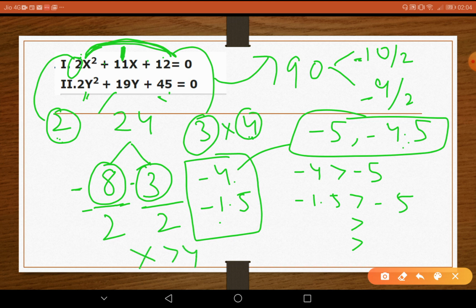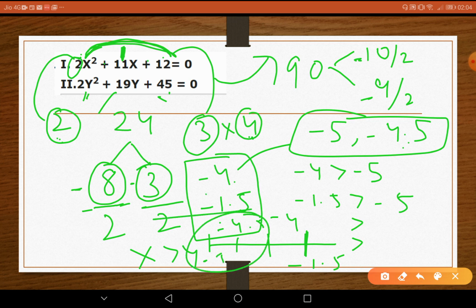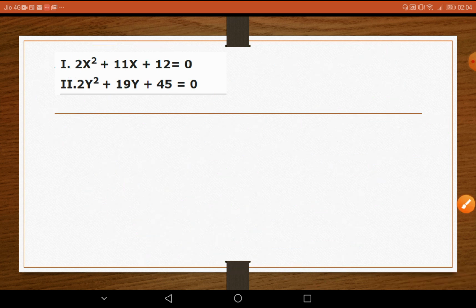You can also see this on a line graph. If you didn't understand, here will come minus 1.5, here minus 4, here minus 4.5, and here minus 5. So minus 4.5 and minus 5 are always on the left-hand side. Minus 4 and minus 1.5 will always be greater than y. So I think you have got the approach for how to solve the questions.